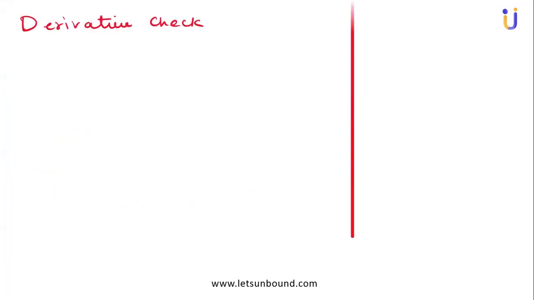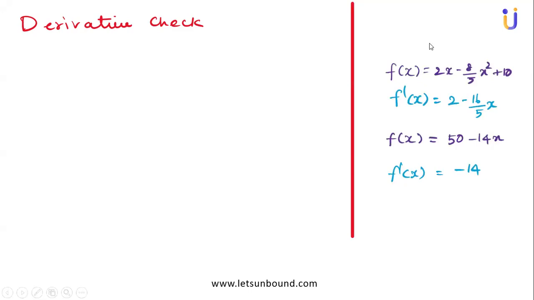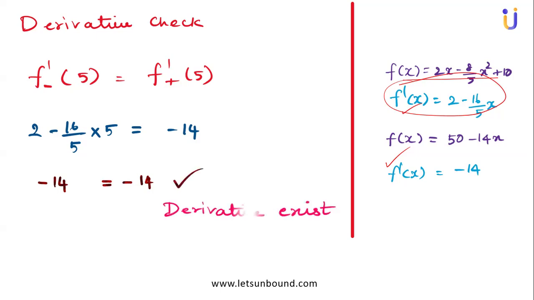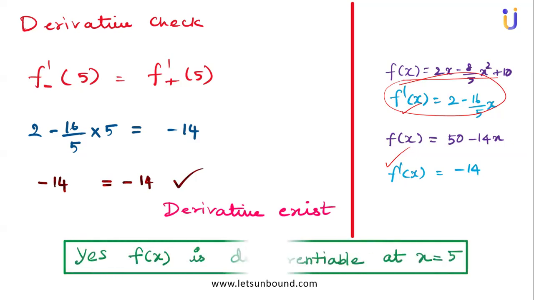Now we need to check whether the derivative exists at that point. Very simple: the left derivative and right derivative. We have to find f dash of x for both the branches, and then the left derivative at 5 and the right derivative at 5. You just plug in, this is the left derivative, this is the right derivative, and simplify. They also got verified, they are satisfied, and so the derivative exists. Which means, yes, the given function is differentiable at x equal to 5.